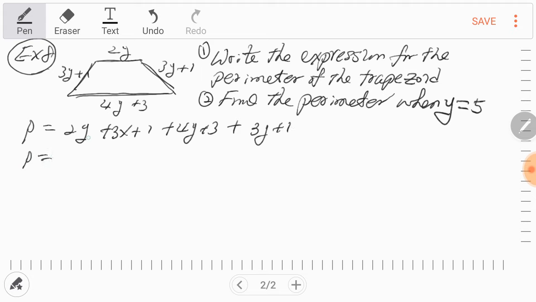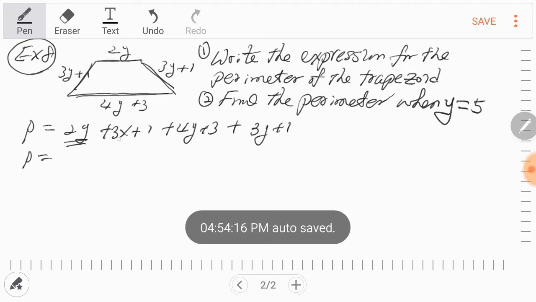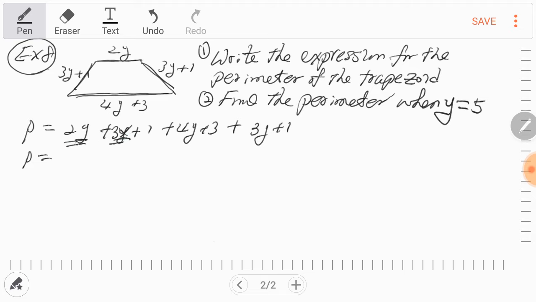combine the like terms, so 2y, 3y, 4y, 3y. So add up all these y terms, then 2 plus 3 is 5, 5 plus 4 is 9, 9 plus 3 is 12. So 12y, and the constant is 1 plus 3 is 4, 4 plus 1 is 5. So the expression for the perimeter of this trapezoid is 12y plus 5.